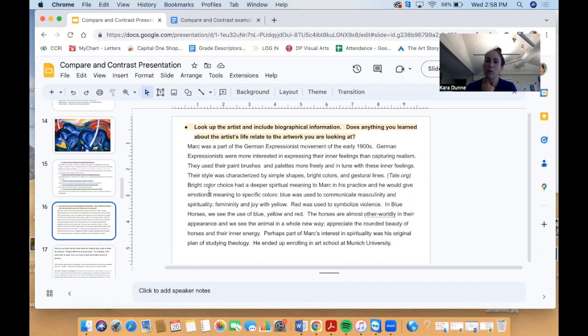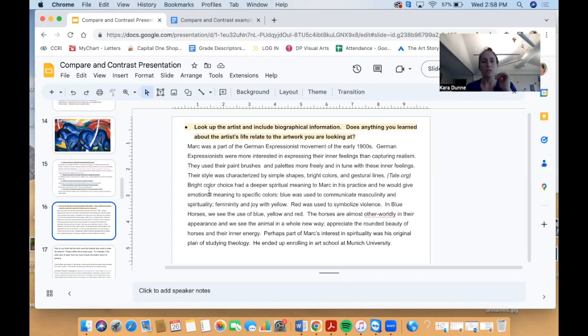Perhaps part of Marc's interest in spirituality was his original plan of studying theology. So after I learned that through his biography, very simple from Wikipedia, said that he first started to plan studying theology and then he went to art school. So yes, studying theology would make you have a foundation of spiritualness to you and to the way that you think.